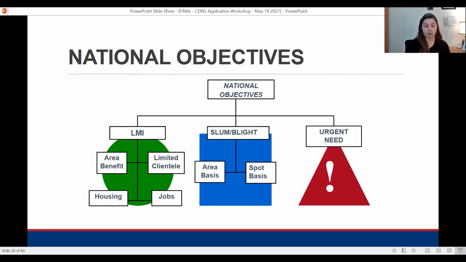In New Hampshire, all projects, no matter what the national objective, must have a direct benefit to low to moderate income individuals of at least 51%. So again, all New Hampshire projects must have a direct benefit to LMI of at least 51%.